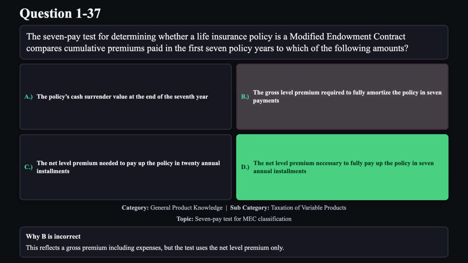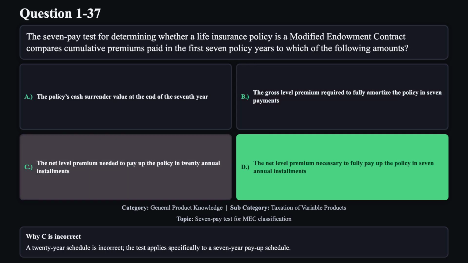Reason B is not correct. This reflects a gross premium including expenses, but the test uses the net level premium only. Reason C is not correct. A 20-year schedule is incorrect. The test applies specifically to a 7-year pay-up schedule.